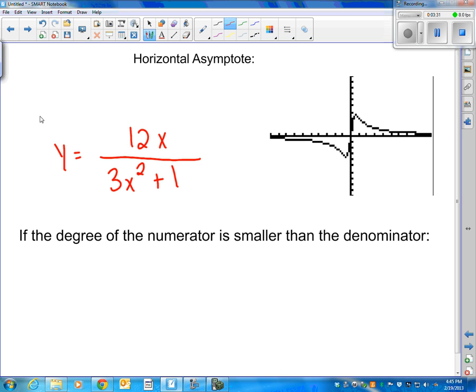In case number 2, this is what you do if the degree of the numerator is smaller than the denominator. In this case, your asymptote is simply at y equals 0. And I can see right here, this is the line where the graph never actually crosses. It'll again get really, really close, but never cross.